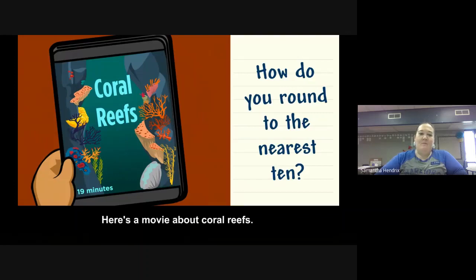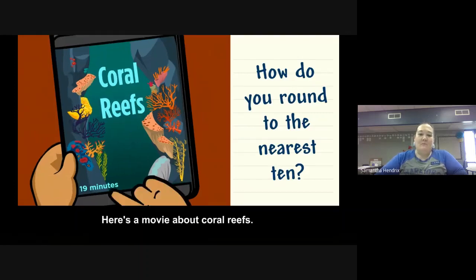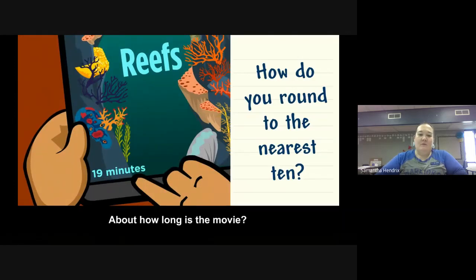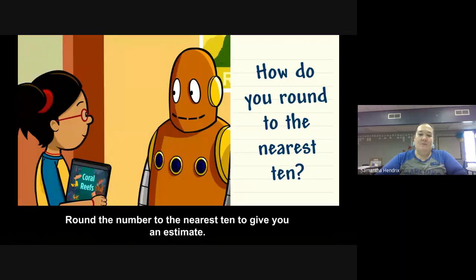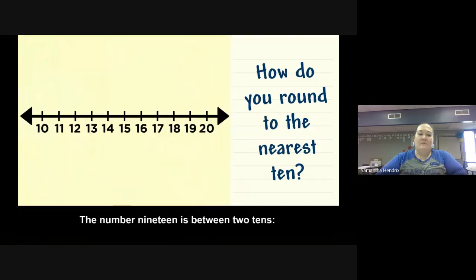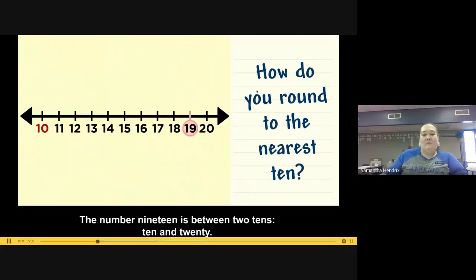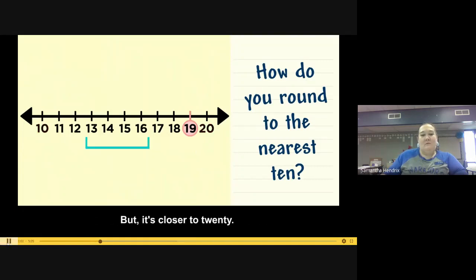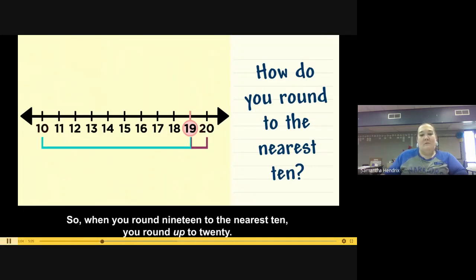Here's a movie about coral reefs. About how long is the movie? Round the number to the nearest 10 to give you an estimate. The number 19 is between two tens, 10 and 20, but it's closer to 20. So when you round 19 to the nearest 10, you round up to 20.